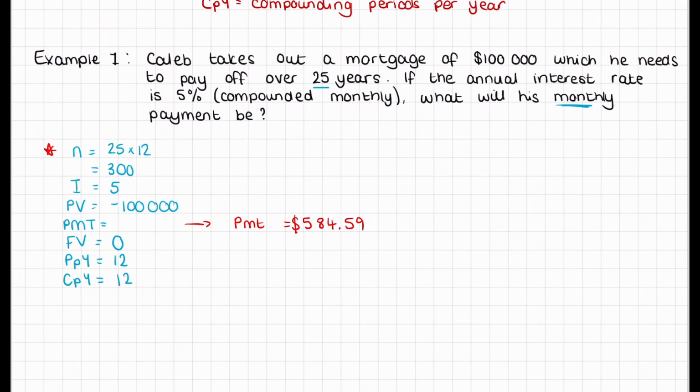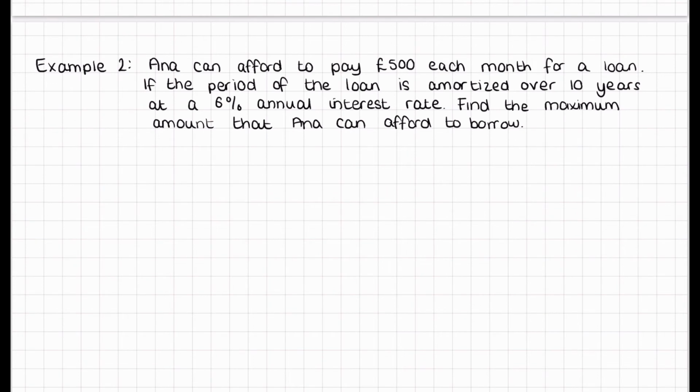Okay, example 2. Anna can afford to pay £500 each month for a loan if the period of the loan is amortised over 10 years at a 6% annual interest rate. Find the maximum amount that Anna can afford to borrow. Once again, just the same, but we're finding what the present value will be.